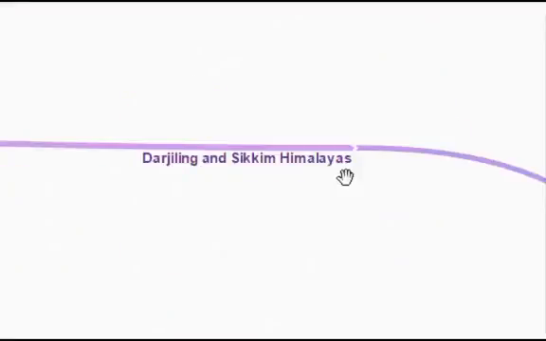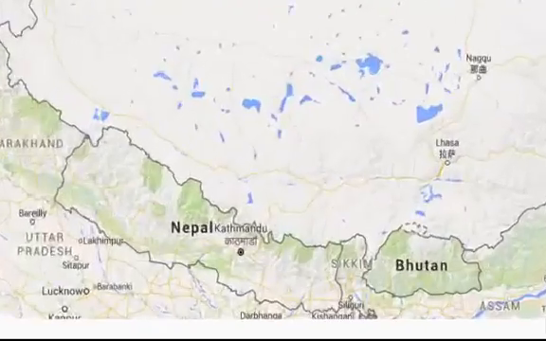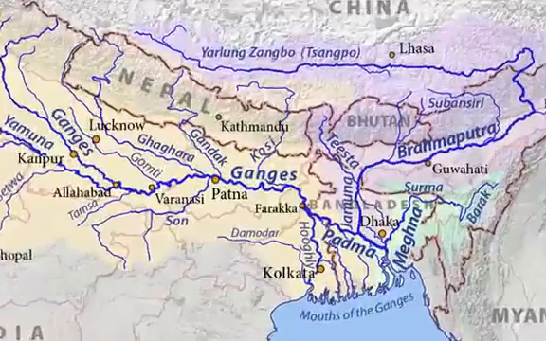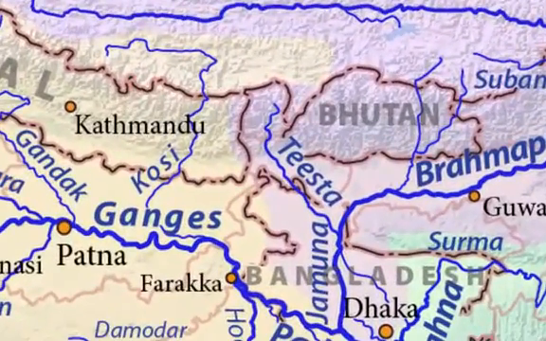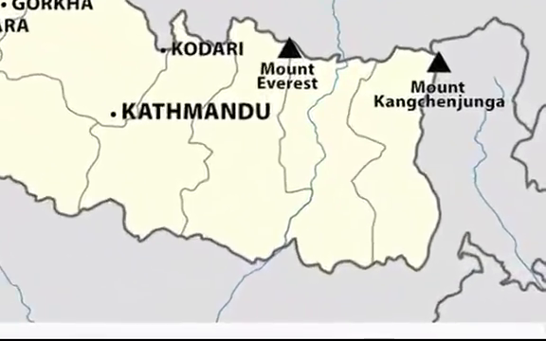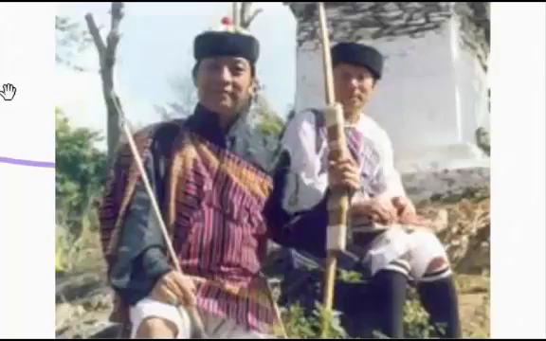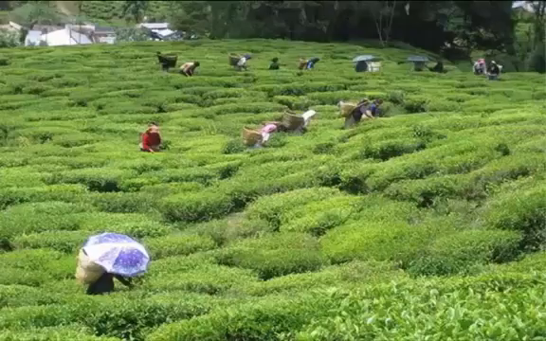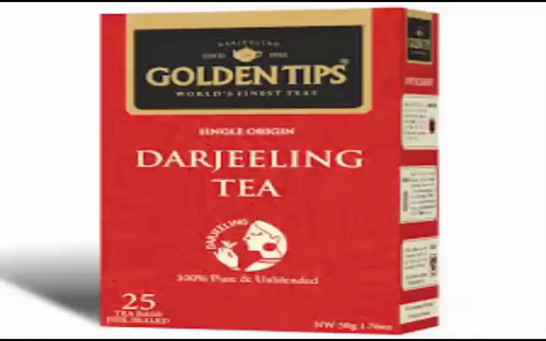The third part of Himalayas is the Darjeeling and Sikkim Himalayas. It lies between Nepal Himalayas in the west and Bhutan Himalayas in the east. It has a fast flowing river called Tista. It is a region of high mountain peaks like Kanchenjunga. The valley is inhabited by Lepcha tribes. It has a mixed population of Nepalis, Bengalis and tribals from central India. The British took advantage of the physical conditions such as the moderate slope and thick soil cover. They introduced tea plantation in this region.